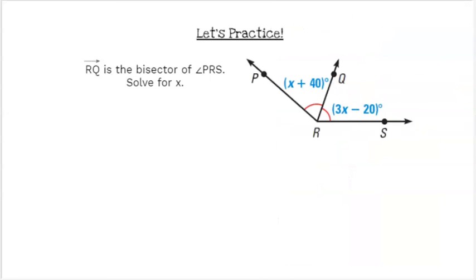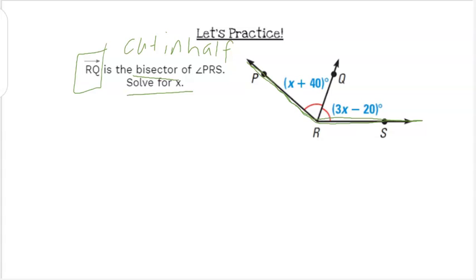Let's practice with our bisector and we'll be done. Ray RQ is the bisector of angle PRS. Whenever you see bisector, remember, that just means it's chopping it in half, into two congruent pieces. So this angle is being chopped in half. Solve for x. Here's our bisector right here. Now this is how we mark congruent angles. You remember how we marked congruent segments with the little tick marks? To mark congruent angles, we use little arcs that are the same.